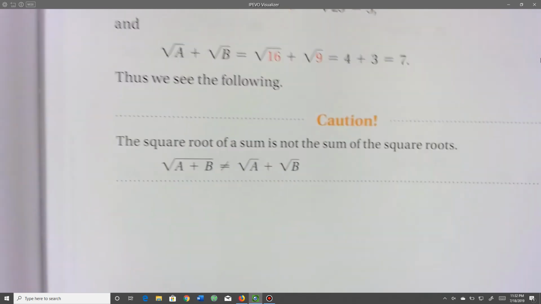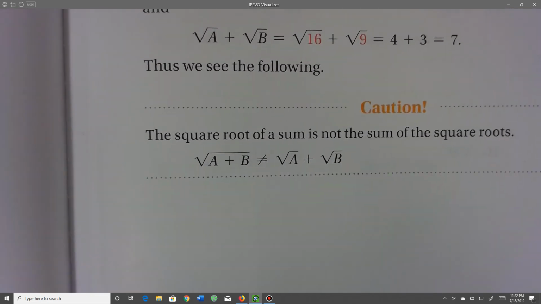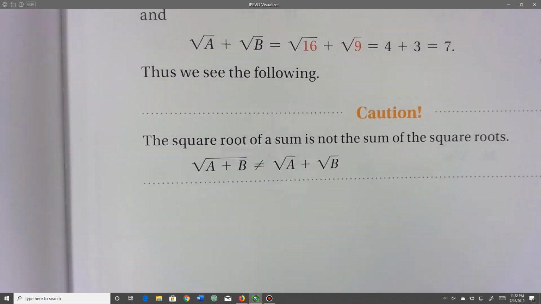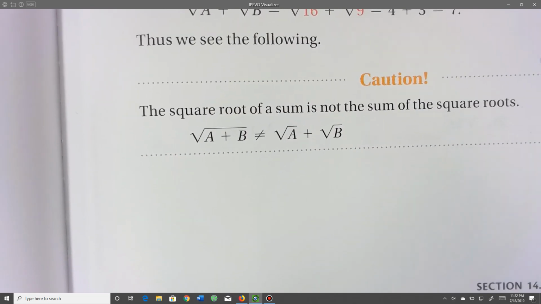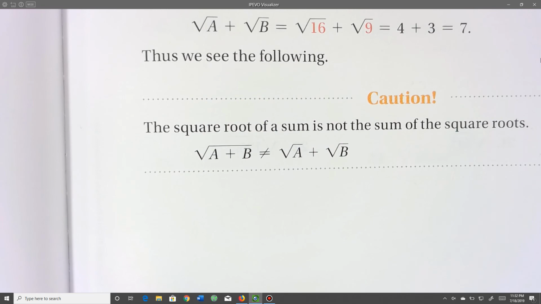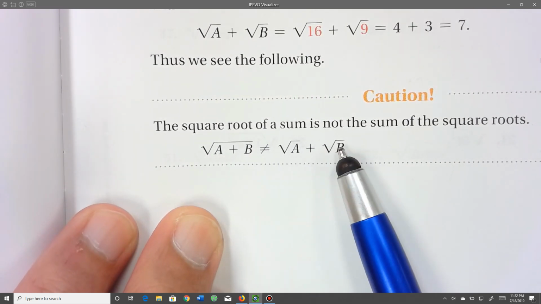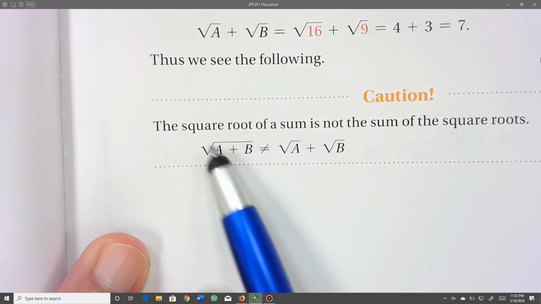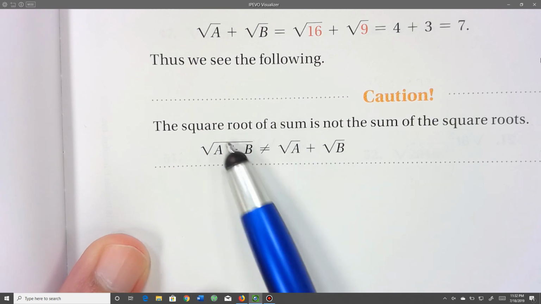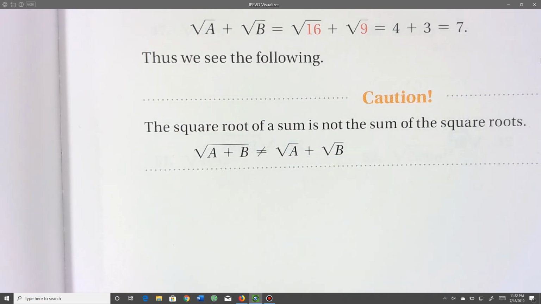Let's see what else. Here they're telling us the same thing I told you before. Do not think of this expression as being the same thing as this. Do not bring out one of the terms or separate them. No, that's an addition there. It's not a multiplication. So that would be a mistake.